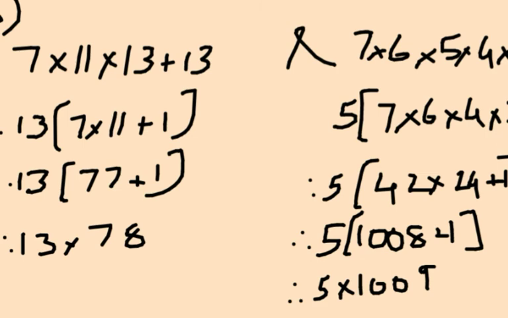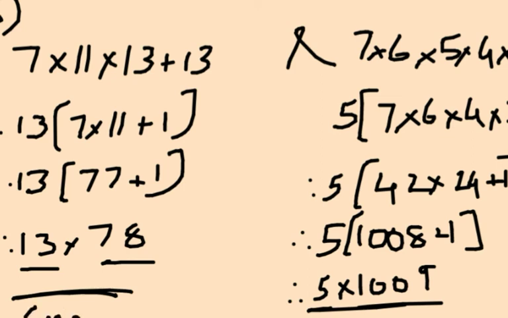Now 13 and 78, 78 is a composite number and 13 is a prime number. Here 5 is a prime and 1009 is a prime number. So here 13 and 78 is a product of prime and composite, and 5 and 1009 is a product of prime and prime. So when there is a product of any prime number and a composite number, the answer will always be a composite number, and when there is a product of two prime numbers, it will always be a composite number.